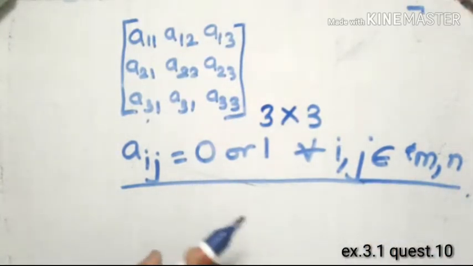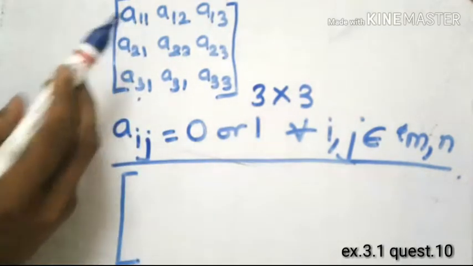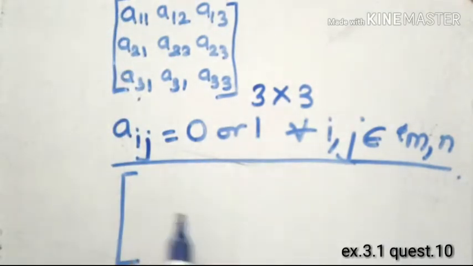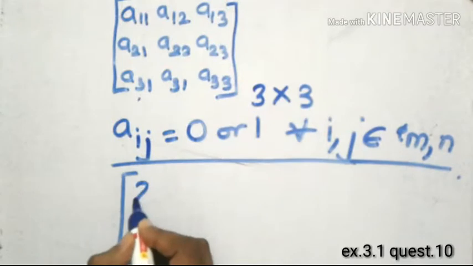So now how do we proceed with this? This is a permutation problem. So let's start. Now see, this A11 can be either 0 or 1. So how many possibilities are there? There are going to be 2 possibilities, right? So I'll just write here 2.